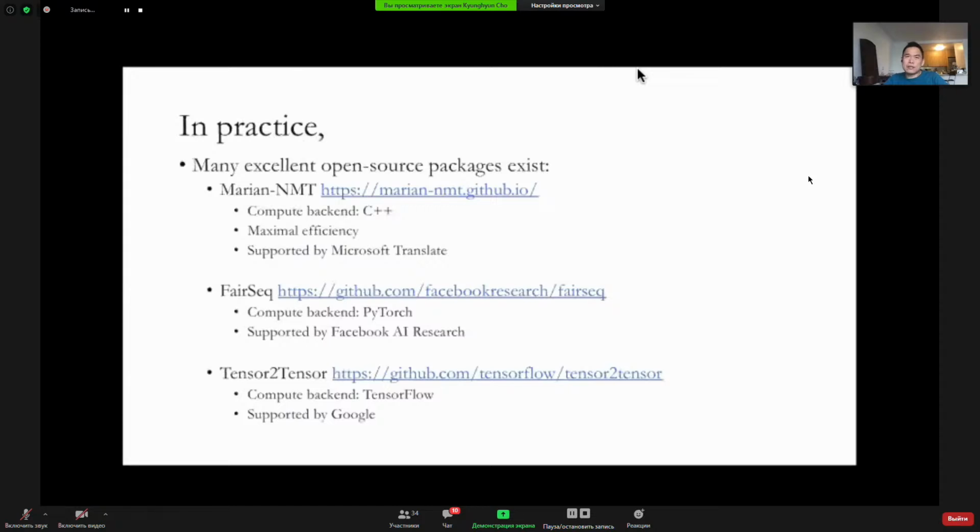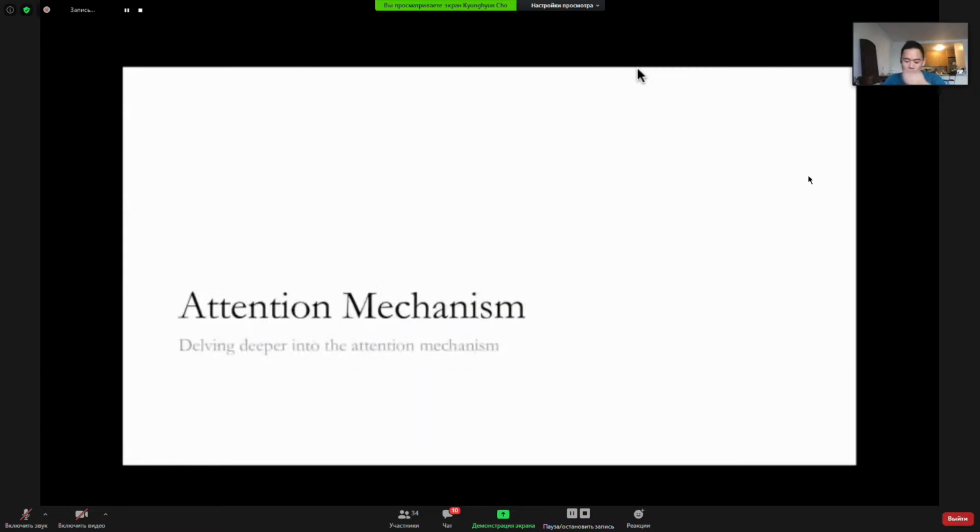In practice, back in 2015, 2016, we had to code everything from scratch, but nowadays that's not the case anymore. If anybody wants to build an almost production-grade machine translation system now, my suggestion is to look at one of these three libraries: Marian NMT, FairSeq, and Tensor2Tensor, and try to use one of them to train a large-scale model without having to worry too much about the details, and then even deploy it in production if you want. So that concludes the second part of my lecture.